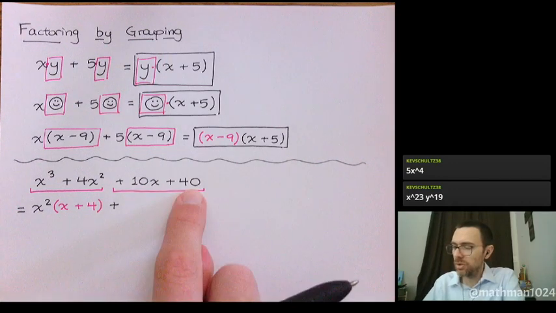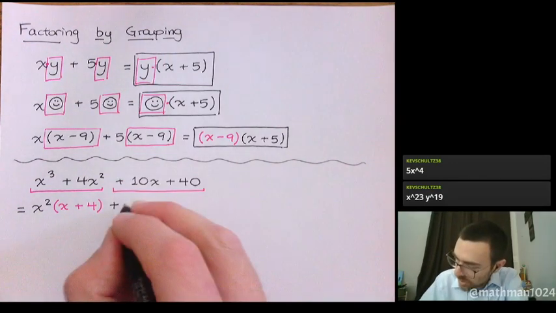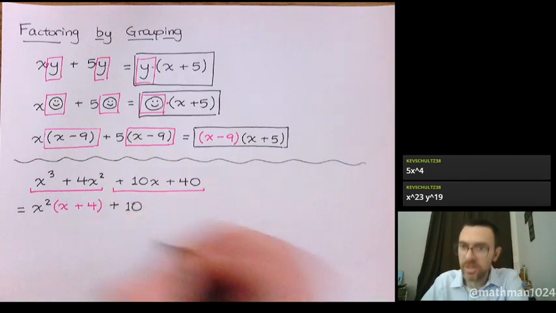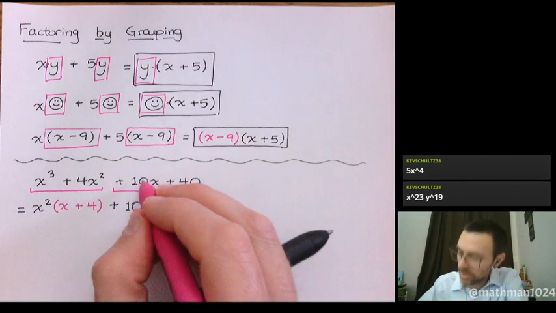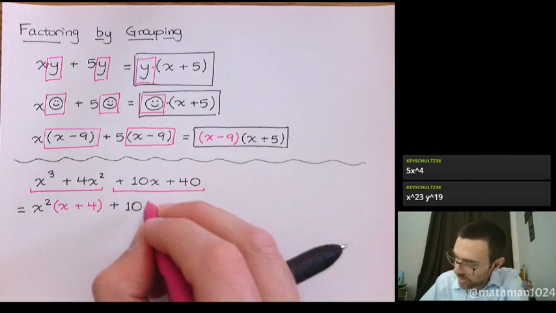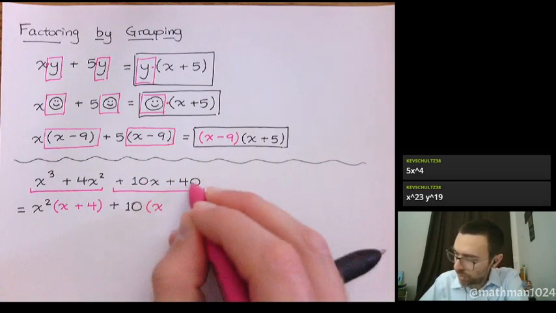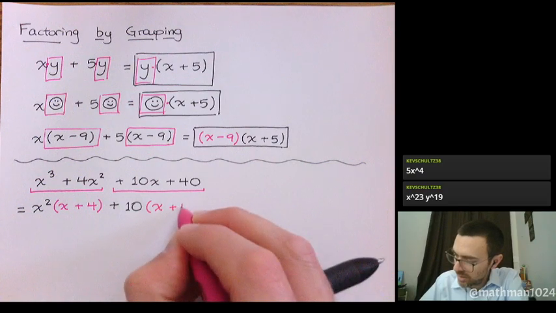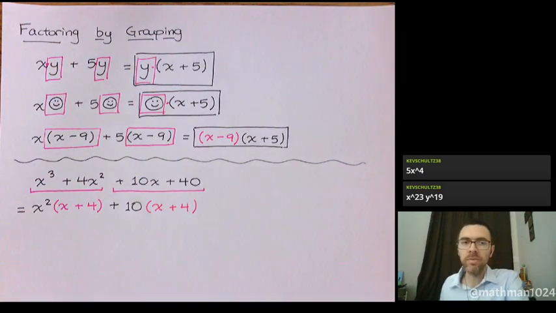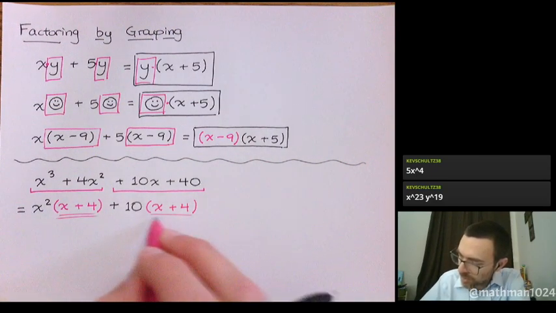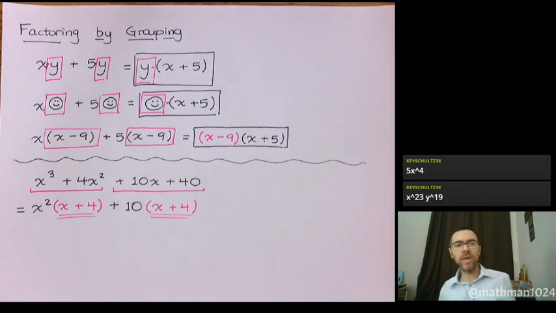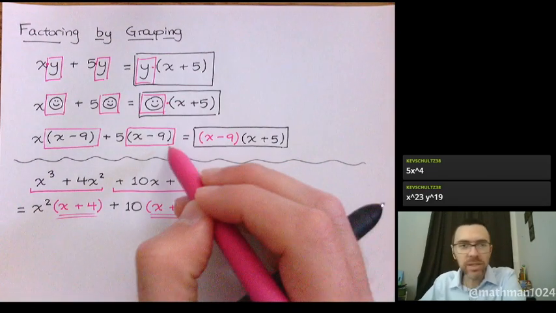And the greatest common factor for these two terms is 10. So now that we have the common factor, we divide it out of each of these. So we have x, 40 divided by 10 is plus 4. And I feel like we're doing good here because you notice that x plus 4 is now a common factor, just like it was in the last example that we did.